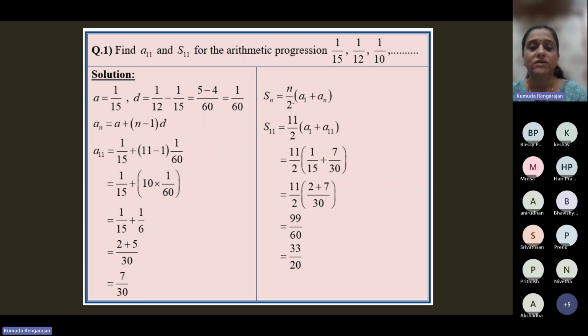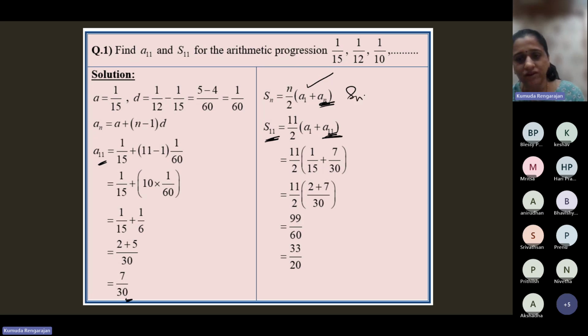Sn, you can use any formula. You can also use Sn is equal to n by 2 of 2a plus n minus 1 into d. This also will give you the same answer. Nothing like this formula is used in a particular situation. You can use any one of the two formulae. But we chose this one because we know an. When you're finding S11, an is A11, and you have the value of A11. So you choose to use this formula.